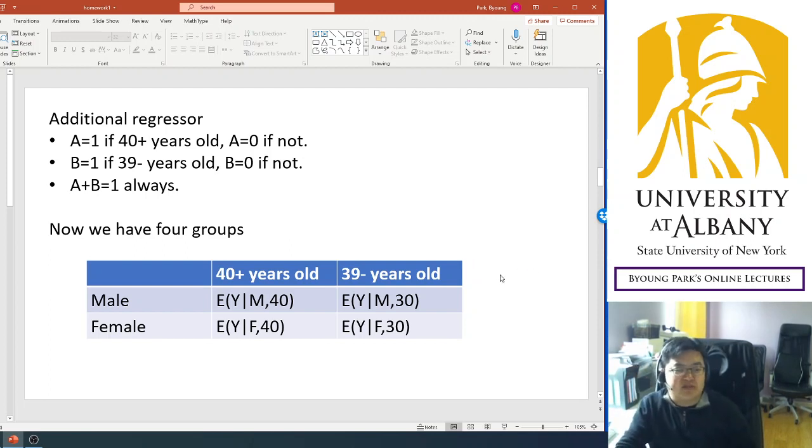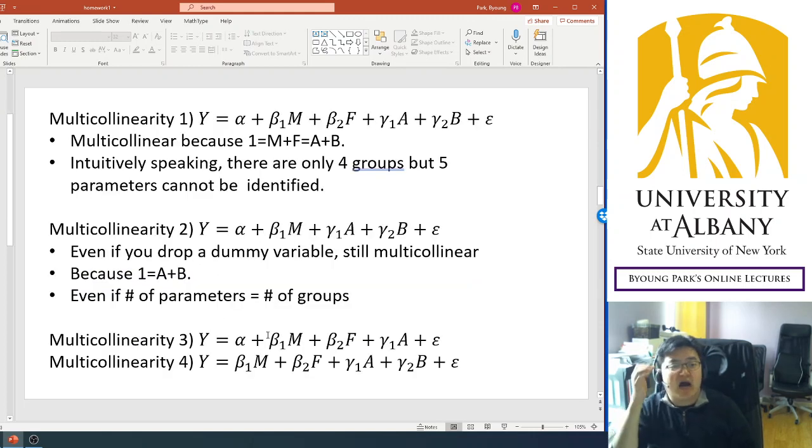So this is the starting point, and let's see what's the difference. I'll give you several wrong models. These models do not work. The first multicollinearity case is when you include everything: you include intercept and man, women, 40 years old, 30 years old. You included everything, which does not work.